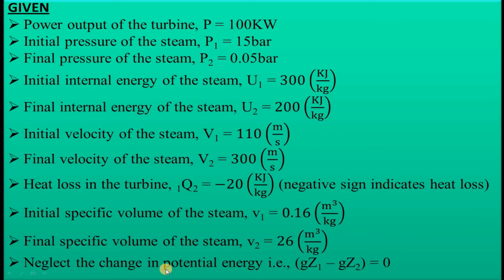Here, change in potential energy is gz1 minus gz2. But in this question, they have said to neglect change in potential energy. So we have to consider gz1 minus gz2 is equal to 0. So friends, by using these 11 conditions, we are going to find the value of steam flow rate. Now we will look into the formulas used for finding the value of steam flow rate.